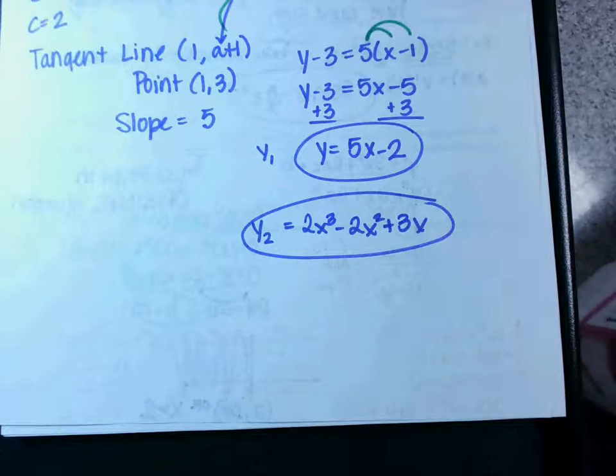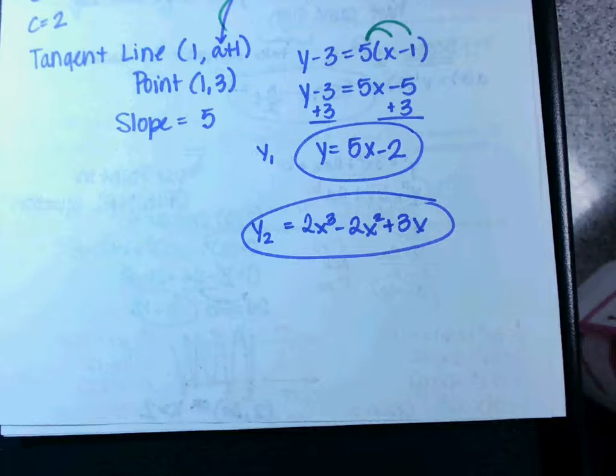Now, I want you to pay attention to a detail. It says, find where the tangent meets the curve again. How many times do we know they cross? Twice. Once, where do they cross at? 1, 3. That's the one that you already have. You need to find the other one.